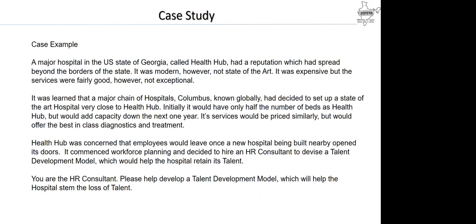You can read this case. Would anyone like to read this?